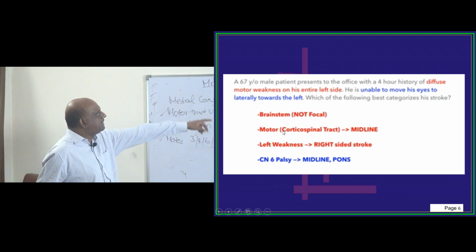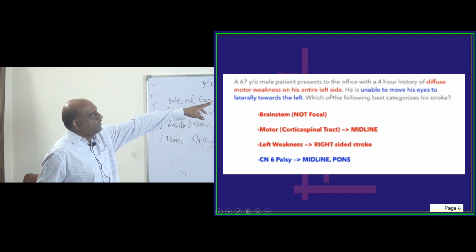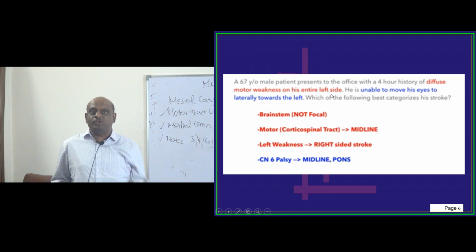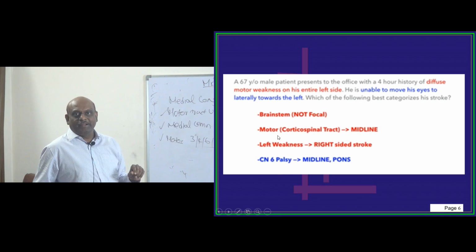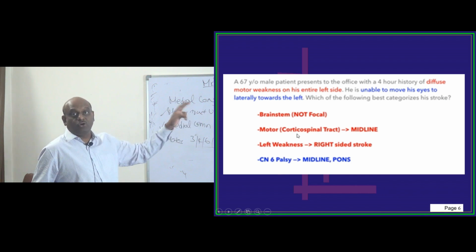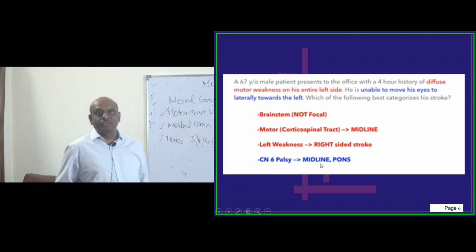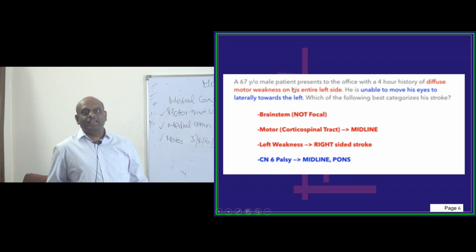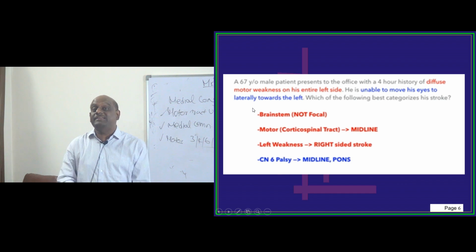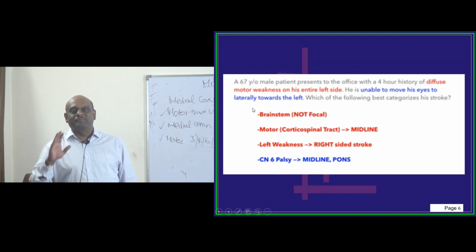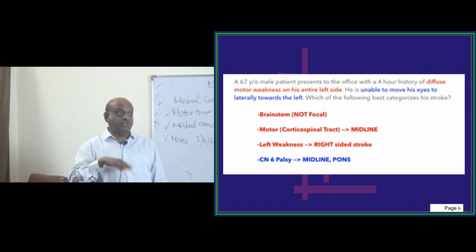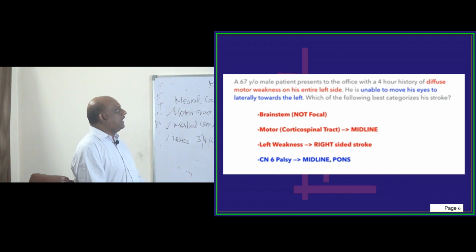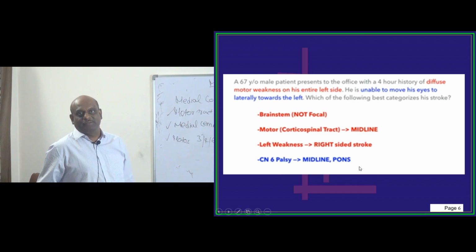Then it is midline in the brainstem. Why midline? Because there is weakness on his entire left side. That means the corticospinal tract is involved, so it should be midline, where the motor corticospinal tract is. Then which side is the weakness? Left side is the weakness. So the stroke should be on the right side. It should be a right-sided stroke.